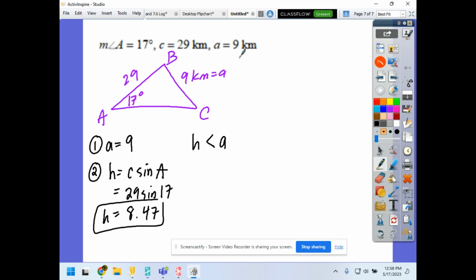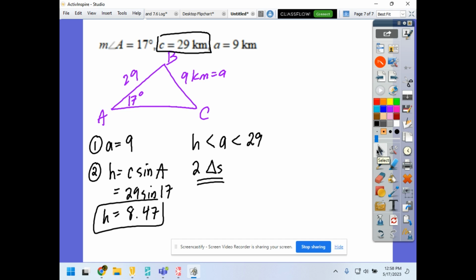Since the height is smaller than the opposite side, just 9, just A, check the third side. The third side is 29, so that is even bigger. That means there are two triangles possible here. Now we're going to try to solve this and identify and solve the triangles here, the two cases.